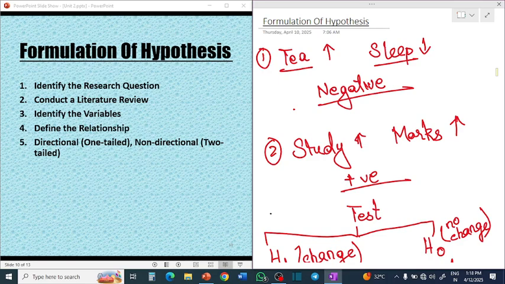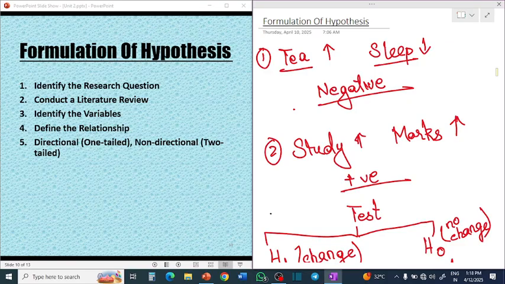Then we have to conduct a literature review. We have to see the literature, if anyone has done the same kind of research or not, what kind of study has been done on tea. All of this thing we have to do in literature review. Third, we have to identify the variables like tea, sleep, study, marks. All of these are variables.